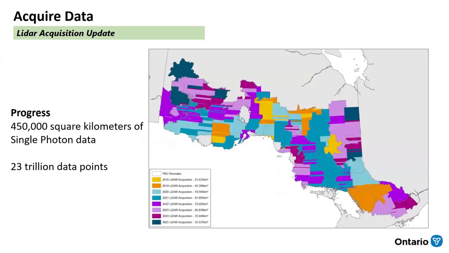As a status update on this, we're dealing with a large area in terms of what makes up the managed forest area in the province. We've completed the LiDAR acquisition, 450,000 square kilometers. That's about 23 trillion data points over this multi-year acquisition process. We're still ingesting and pre-processing the metrics for some of this data, but the acquisition phase is wrapped up.